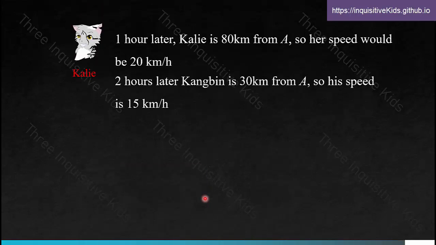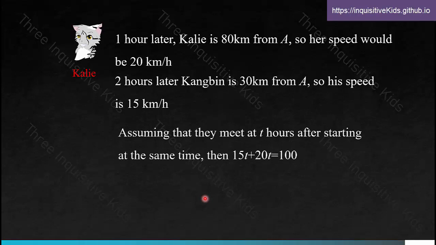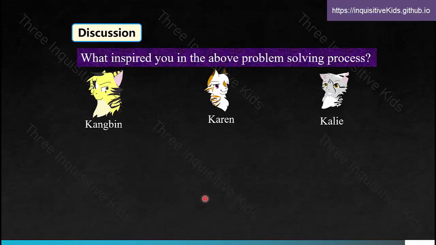1 hour later, Kaylee is 80 kilometers from A, so her speed would be 20 kilometers per hour. 2 hours later, Condon is 30 kilometers from A, so his speed is 15 kilometers per hour. Assuming that they meet t hours after starting at the same time, then 15t plus 20t is equal to 100. Therefore, t is equal to 20 over 7.